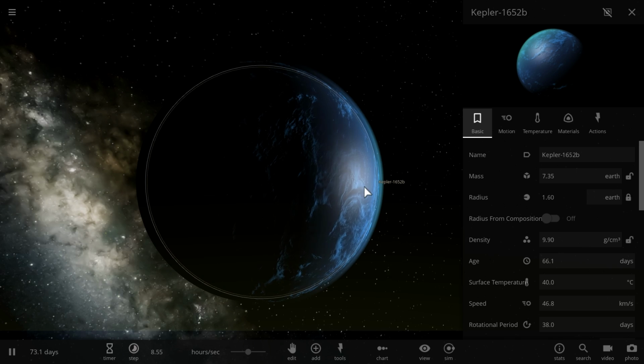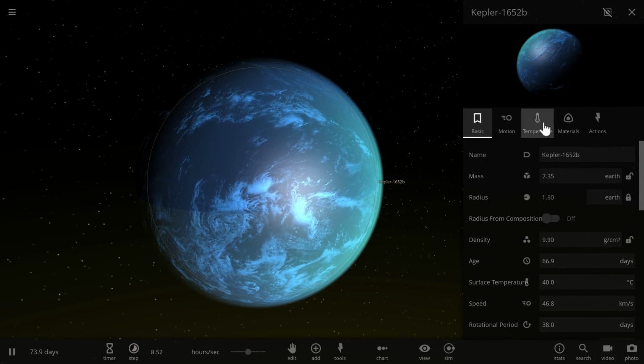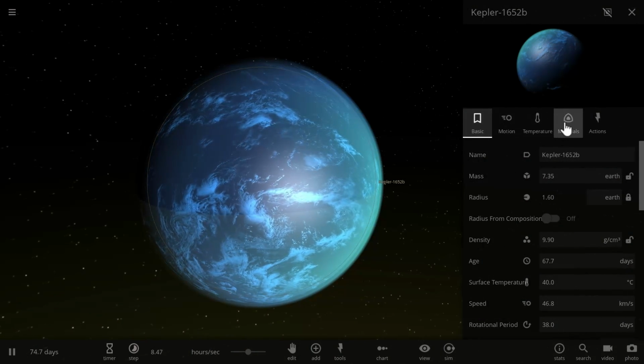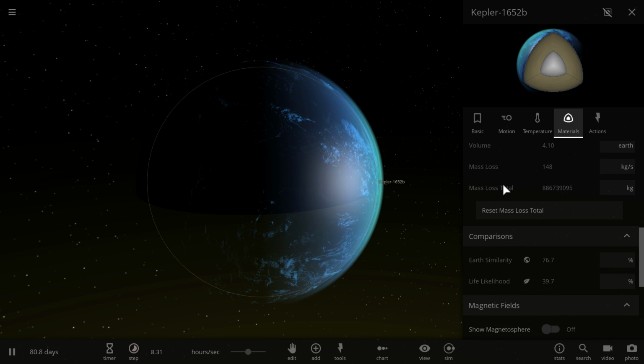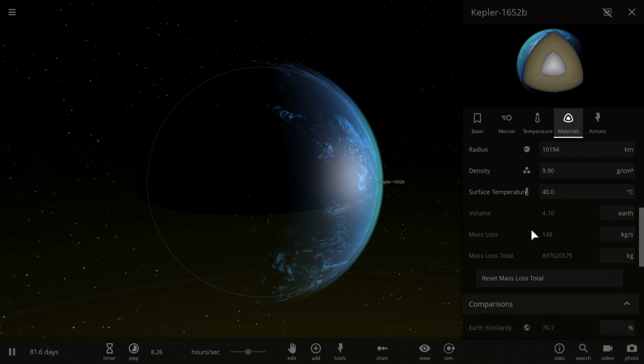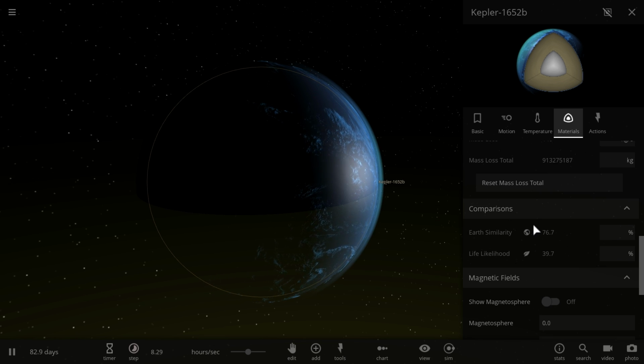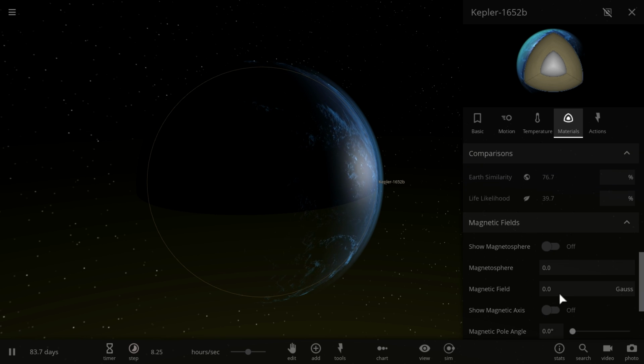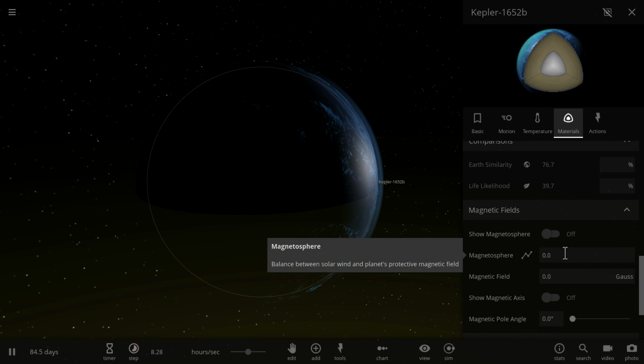Now, what's interesting is that the scientists behind the paper also specified that Earth similarity here is actually pretty high. It's about 82%. And here, the Earth similarity is about 76. Now, I think that's maybe because we didn't include the magnetosphere.